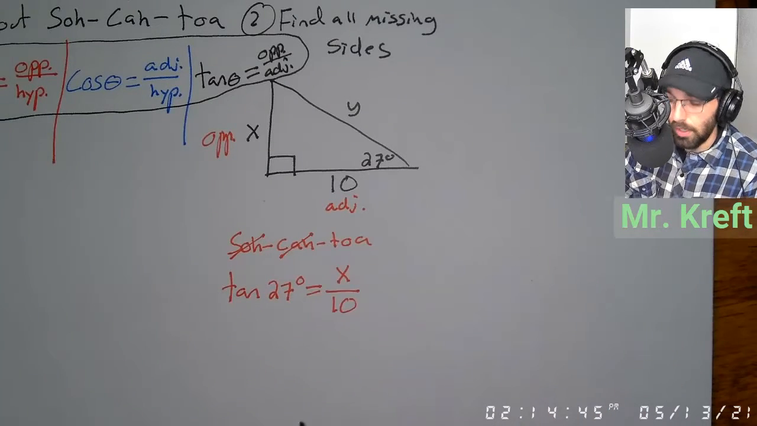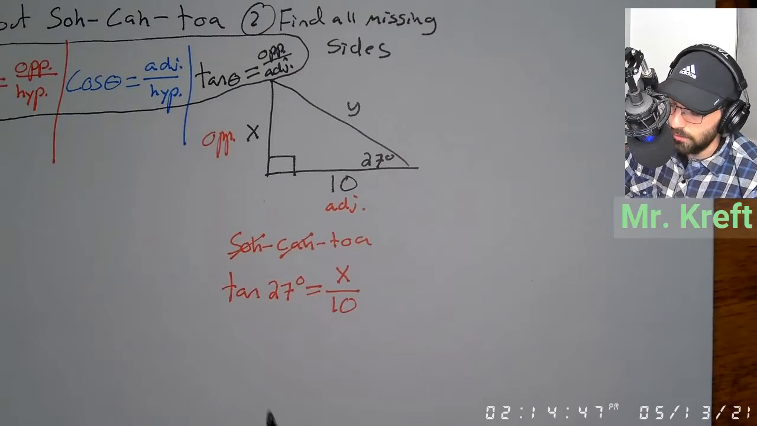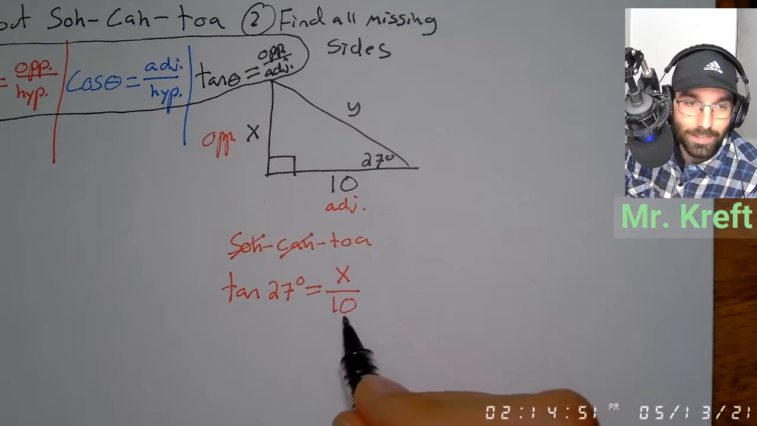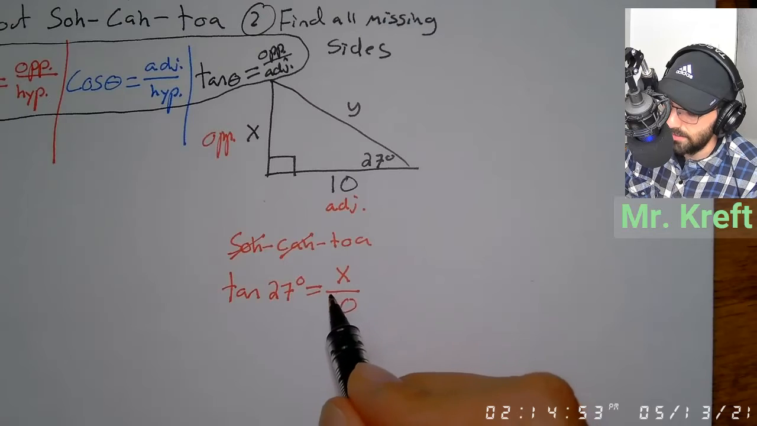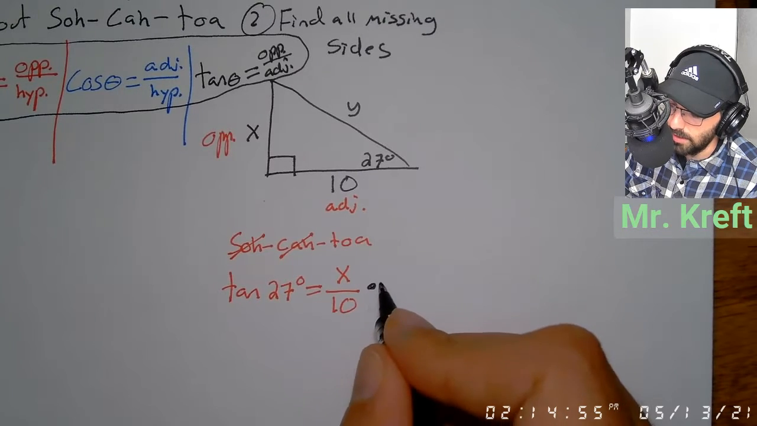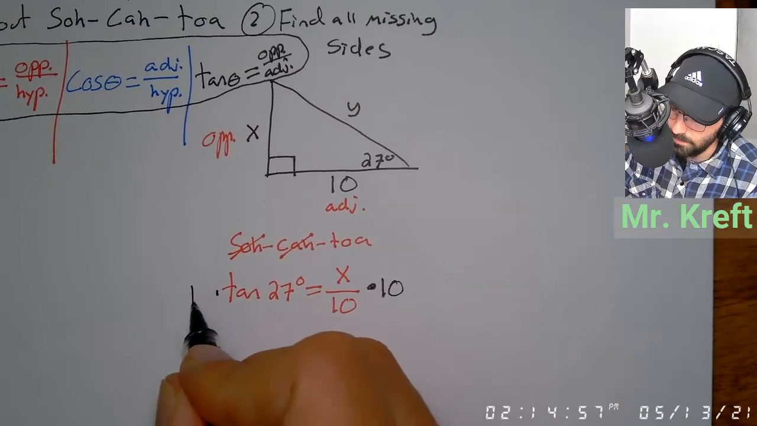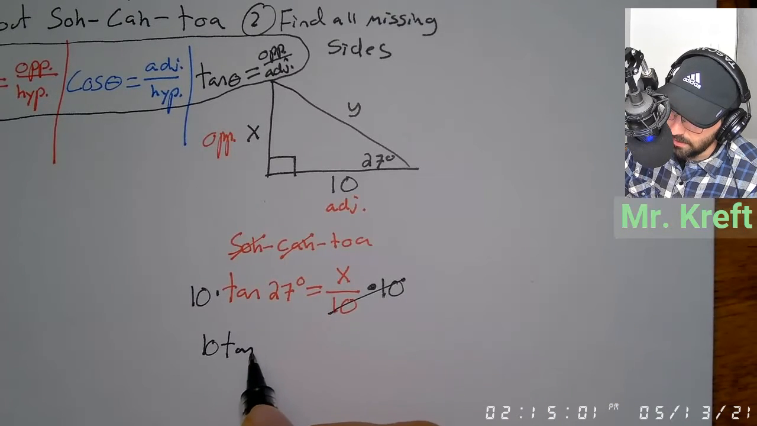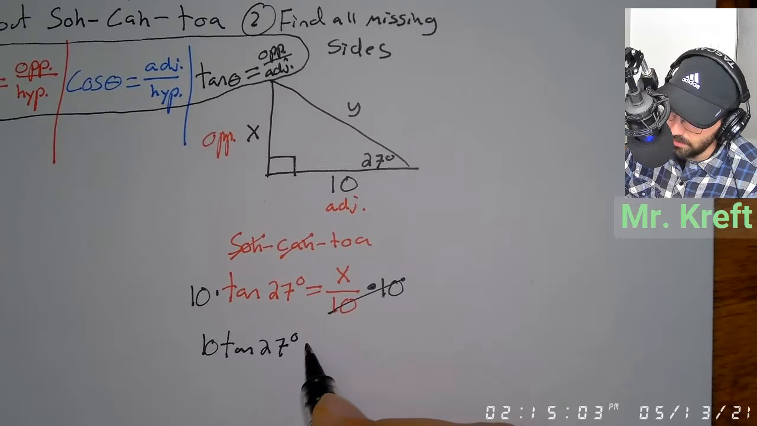What comes next is the algebra part. We want to break this down and solve for it. The x right here is on top. That's what we want, but we don't want this 10 with it. So it's x divided by 10. The opposite of divide is multiply. So I'm going to get 10 tangent of 27 degrees equals x.